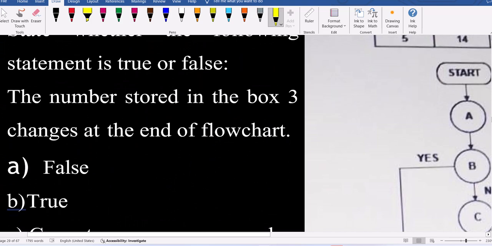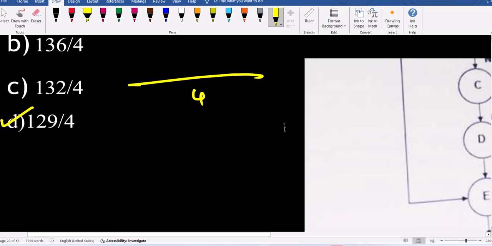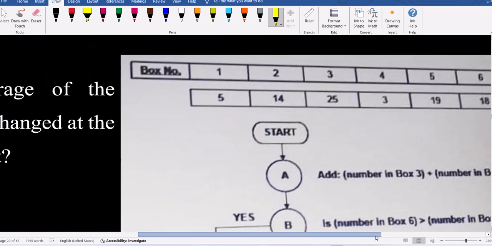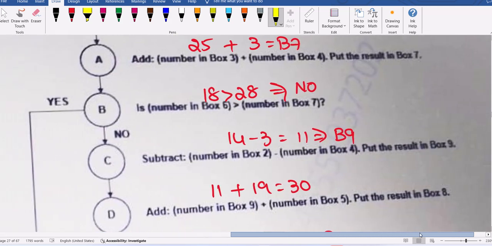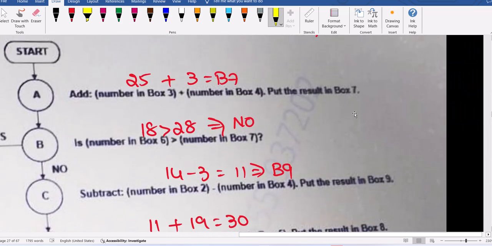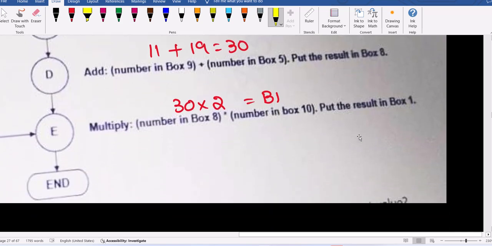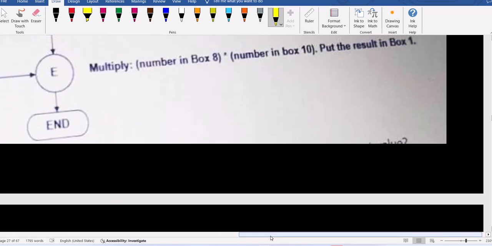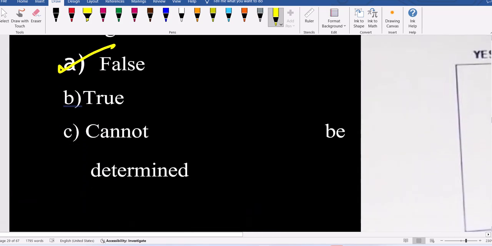The number stored in box 3 changes at the end of the flowchart. Box 3 is not at all changed. False. Is box 3 changed anywhere? No, box 3 is not at all disturbed. See, they didn't substitute the result in box 3. If they gave a statement like put the result in box 3, then I can say it's changed. There is no statement at the end, so box 3 cannot be changed. It's a false statement.